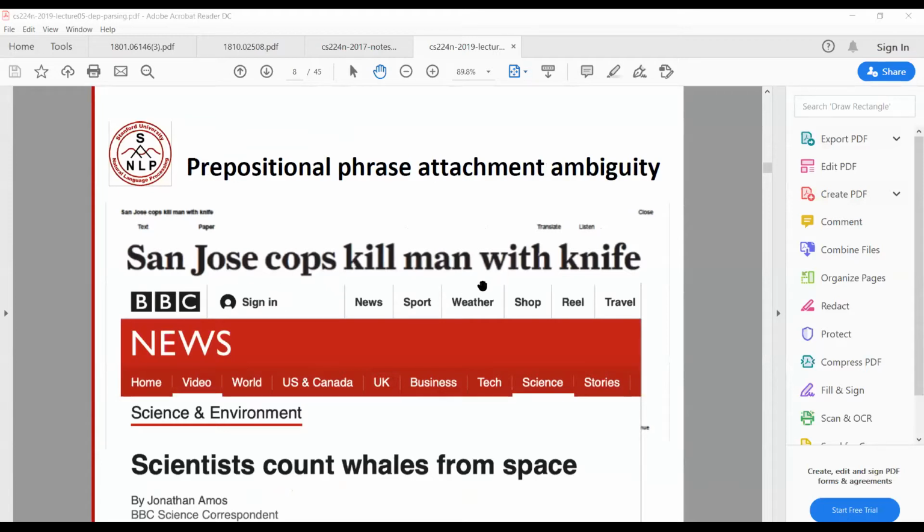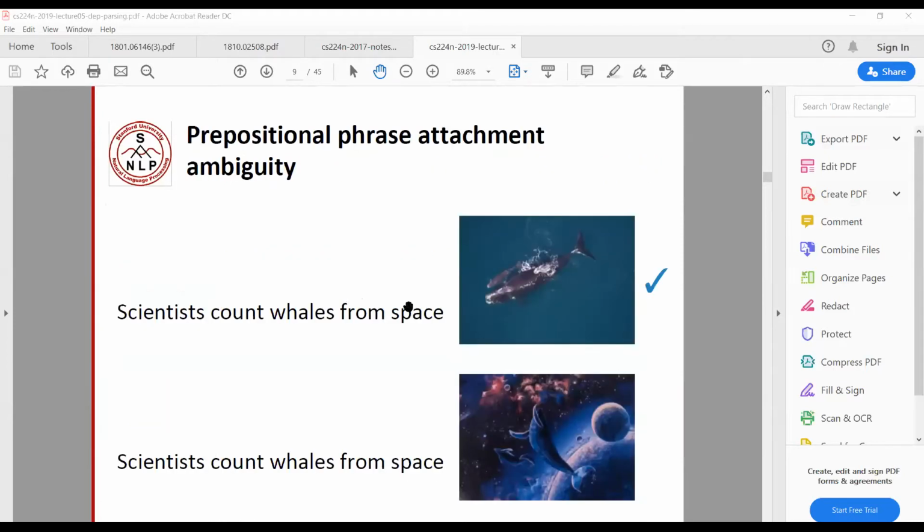San Jose cops kill man with knife. There are two ways to interpret the sentence. You can say that the cops killed a man that had a knife, or it means the cops killed a man with their knife, or something like that.